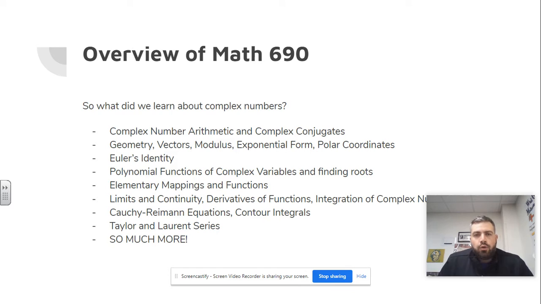So, overview of Math 690. What did we learn in complex variables and their applications? We learned a whole bunch of stuff. Obviously, complex number arithmetic and complex conjugates. We learned geometry, vectors, modulus, exponential form, polar coordinates. So far, those are the things that we probably would have seen in what we've done as teachers.